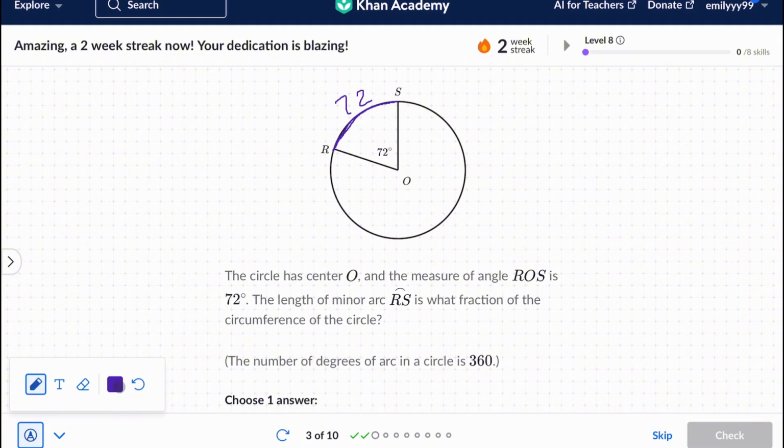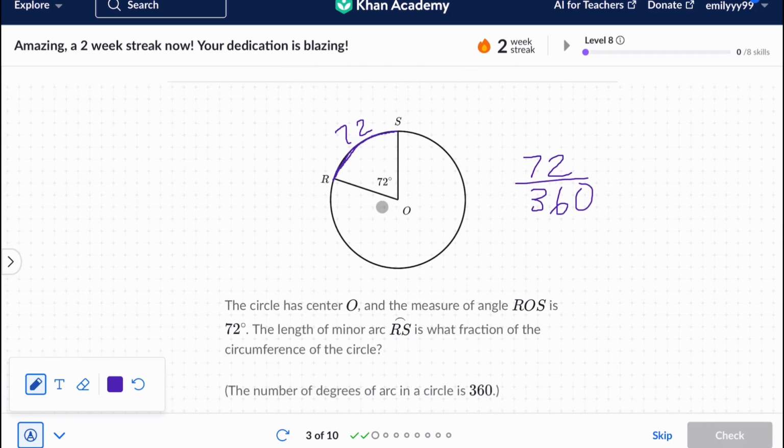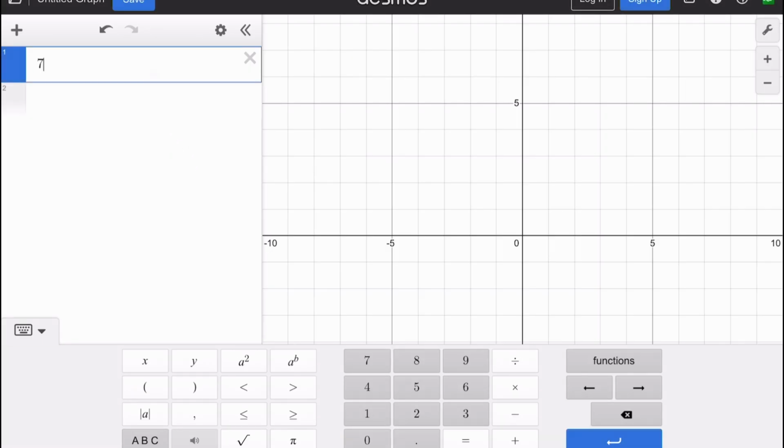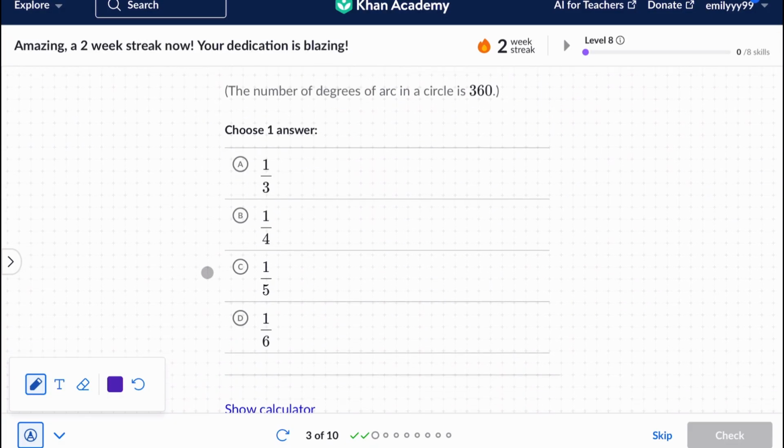So honestly, all we have to do is set up a fraction 72 over 360 and simplify that fraction, and it'll give us one of these. So yeah, put that into the calculator. 72 over 360 is 0.2, which is 2 over 10, which is also 1 over 5. So the answer should be C.